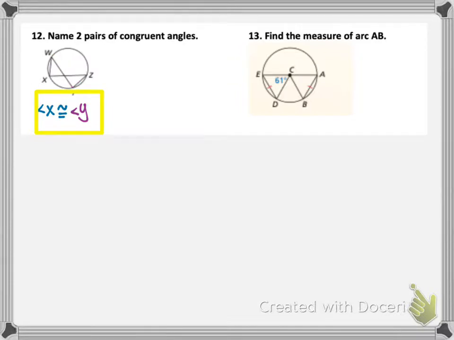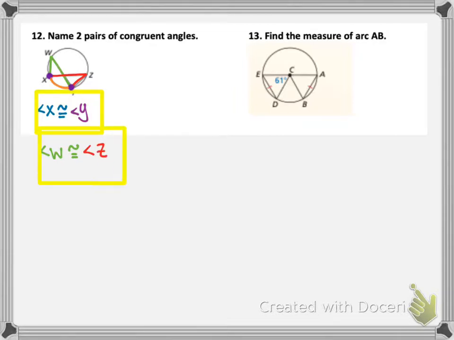There's also another pair of congruent angles, and it would be this one and this one, because again, they share spots on the circle. They have the same exact intercepted arc, so they'd be the same measure. So if I wanted to name the green angle, I would say angle W. If I wanted to name the red angle, that would be angle Z.